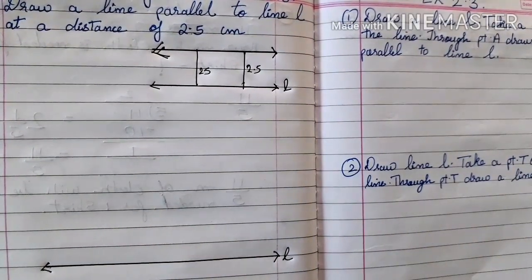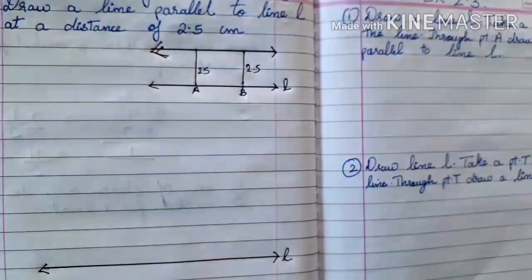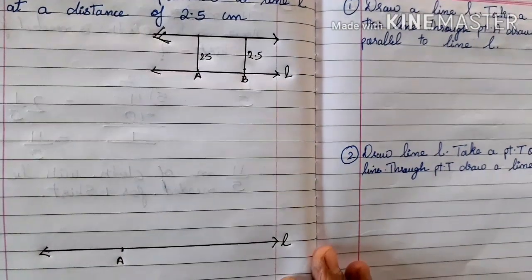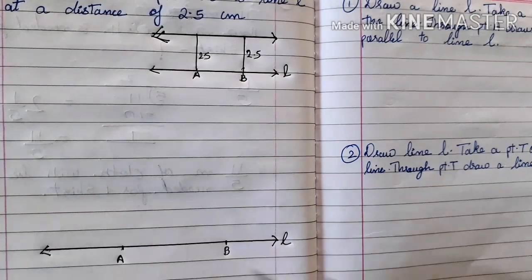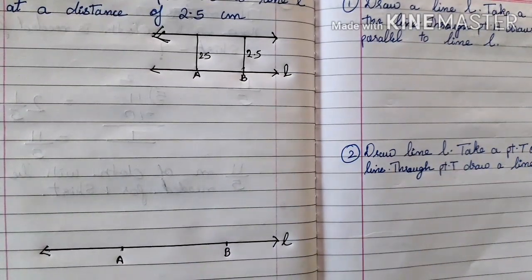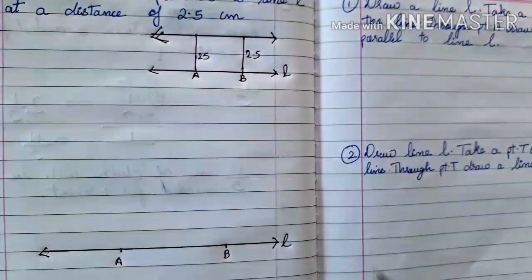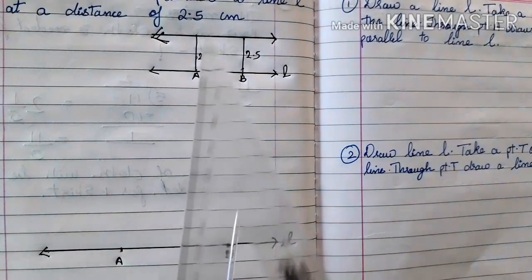Got it? After that you have to take 2 points, that is A and B. So take point A over here. Roughly you can take point A and B anywhere you want. So I'll take A and B over here. Got it? Now from this point we have to draw this line that is supposed to be 2.5 centimeter. Got it? Now how are you going to draw it?